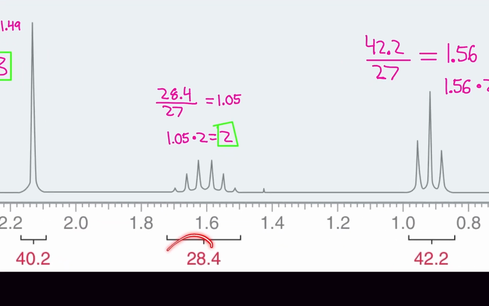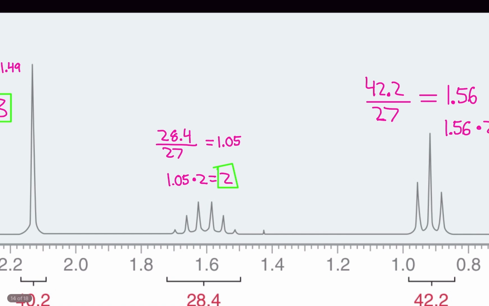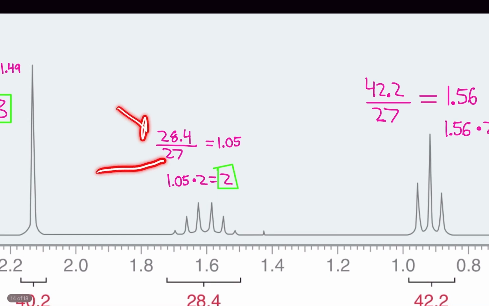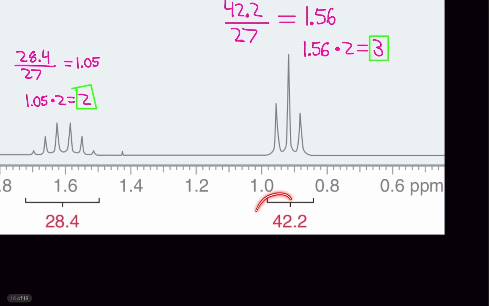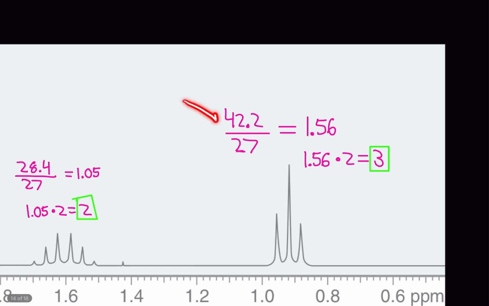Here we have 28.4. So we put 28.4 in the numerator, then put the lowest number we found, which is 27. We get 1.05. Take 1.05 and multiply by 2. Then we have 42.2. We take 42.2, put it in the numerator, and put 27 in the denominator because that's the lowest. We got 1.56. 1.56 times 2 is 3.